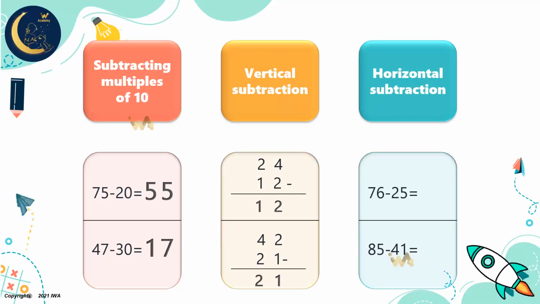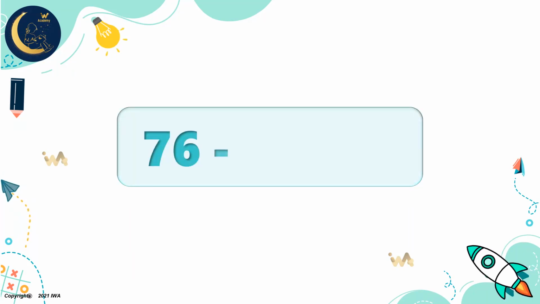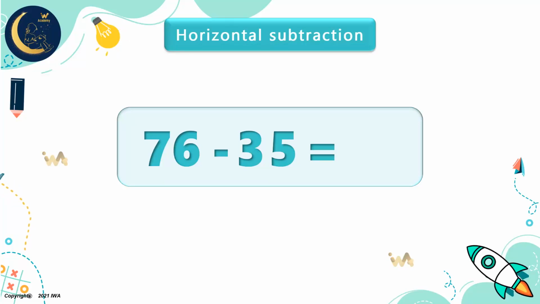Now, let's move to the third method, which is horizontal subtraction. We have 2 questions, so we will start with the first one. Here we want to subtract 76 minus 35, and we will use horizontal subtraction. We call it the horizontal method because, as we can see, the numbers are placed horizontally next to each other. So, we will subtract the numbers in the ones place first. Then we subtract the numbers in the tens place.